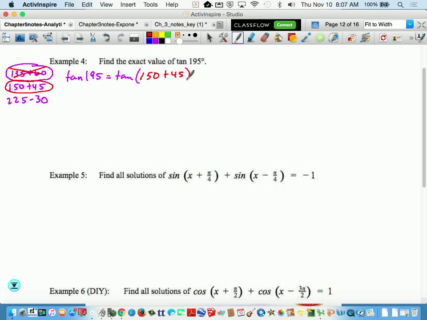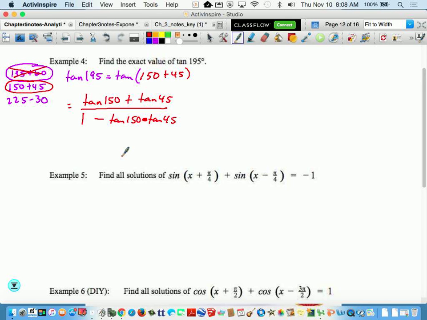So when you go to do tangent, the tangent formula is a little more difficult. So you start with tangent of 150 plus tangent of 45. If you're adding your angles together, you add a tangent of each angle on top, right? But on the bottom, you go 1 minus the product. So 1 minus the product of these two angles. So that will be the formula that you have.